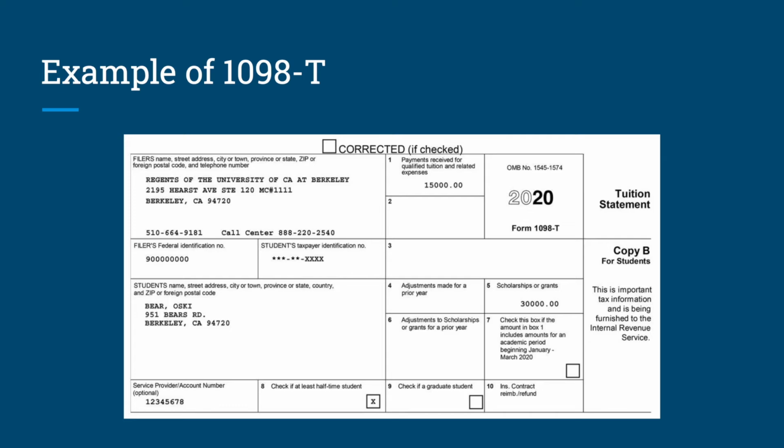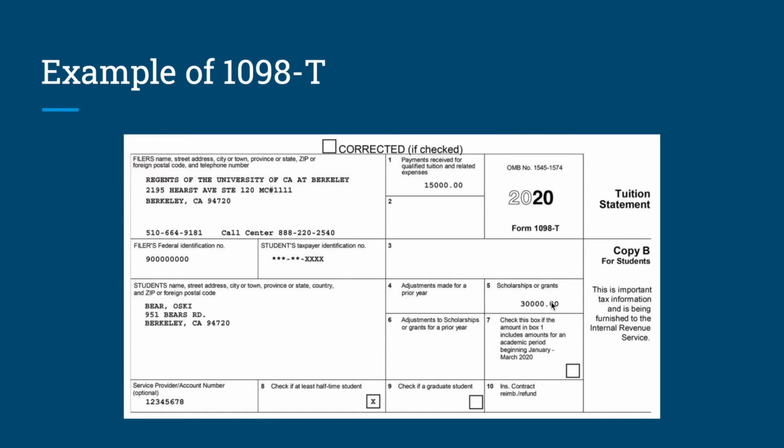And so the form that we're going to see scholarship related information reported on most often is Form 1098-T. So you see here, you're going to see payments received for qualified tuition and related expenses, and then you're going to see their scholarships as well down here.